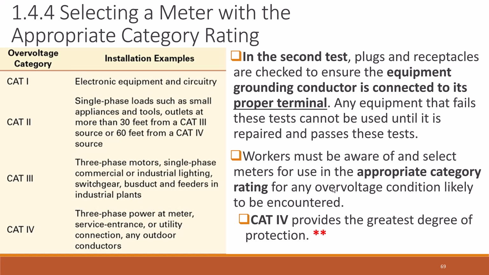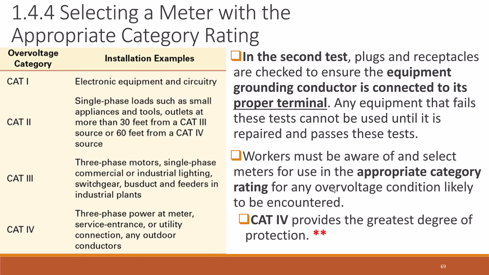But anyways, what you need to know about this system is that a Cat 1 meter gives you the least amount of protection, and Cat 4 gives you the greatest degree of electrical protection as you use it. And everything else is somewhere in between on that graduated scale. So remember, Cat 4, as you see down at the bottom of this page, provides the greatest degree of protection.